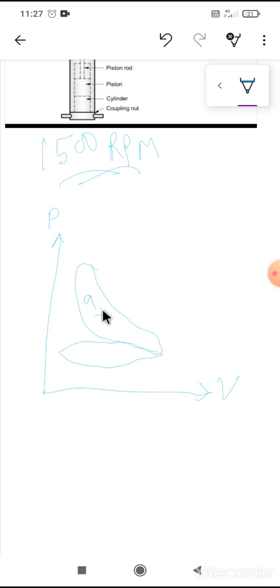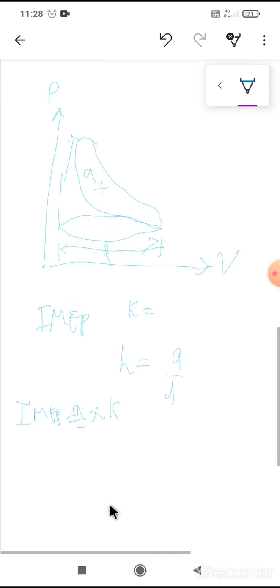Suppose A is the net area of the indicated diagram, L is the length of the indicated diagram, and K is the spring stiffness. Therefore the mean height of the diagram will be A upon L, the net area divided by the length of the indicated diagram. If you multiply it by K, we get the indicated mean effective pressure, A by L into K, or K into H also. So this is the mean indicated pressure.